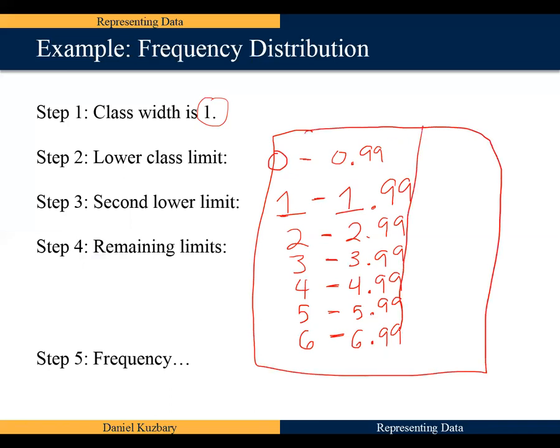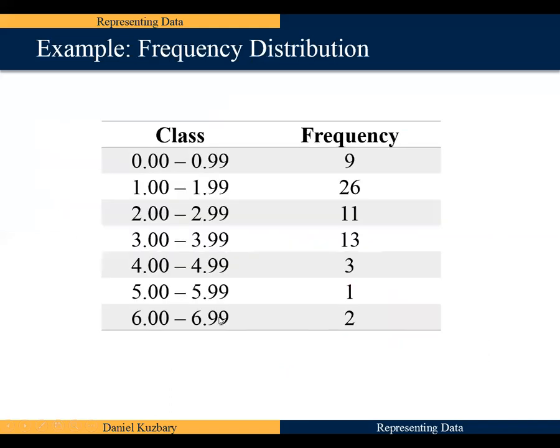So this will be part 1 of my frequency distribution. This will be the class part, and then the frequency will be the second part. And then you'll end up making a table where you count everything and put them into classes. Now, I'm not going to do that for you on the video. I'm just going to go ahead and do it and say, here are the frequencies.